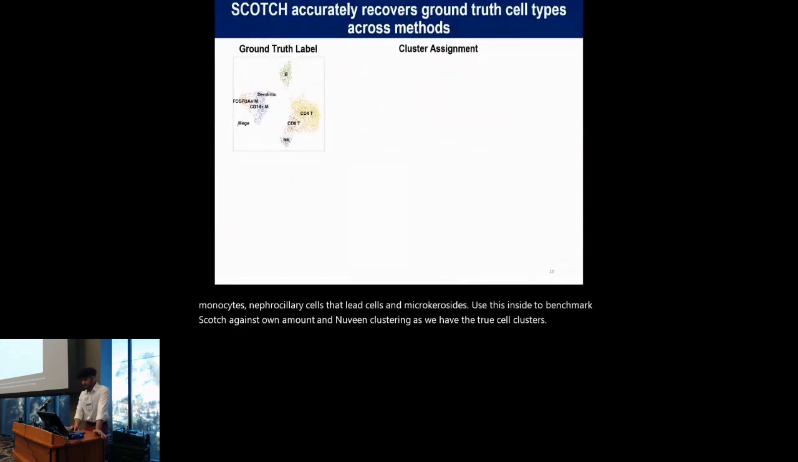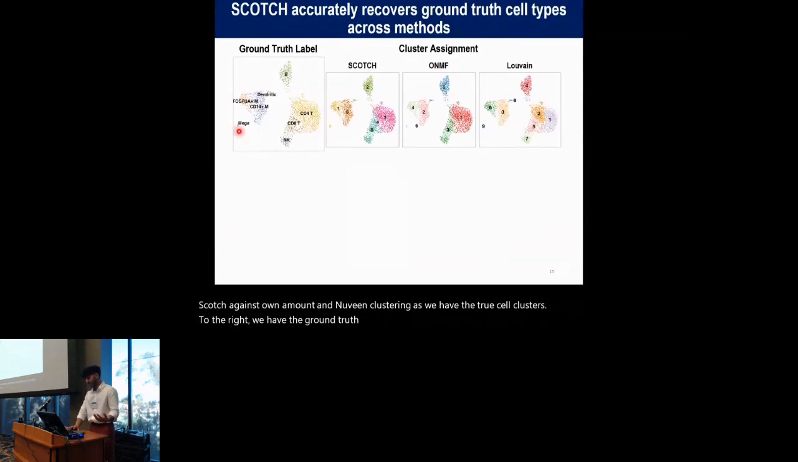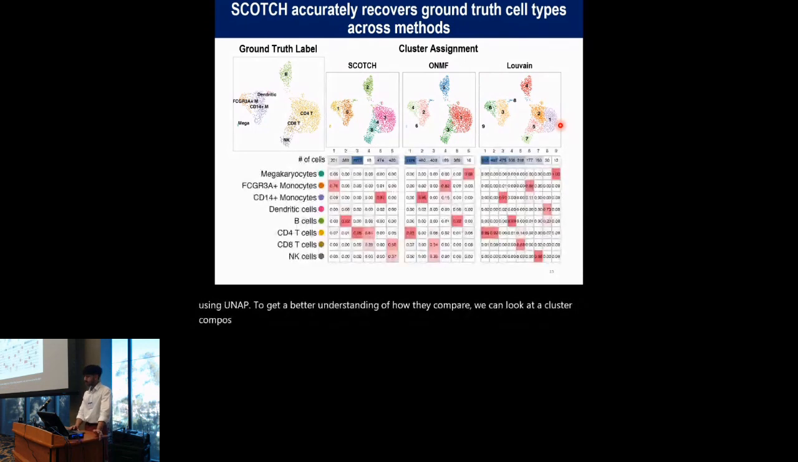To the right, we have the ground truth cell cluster labels. And to the left, we have the cell cluster labels for all of the different methods. We've projected them using UMAP. To get a better understanding of how they compare, we can look at a cluster composition heat map.